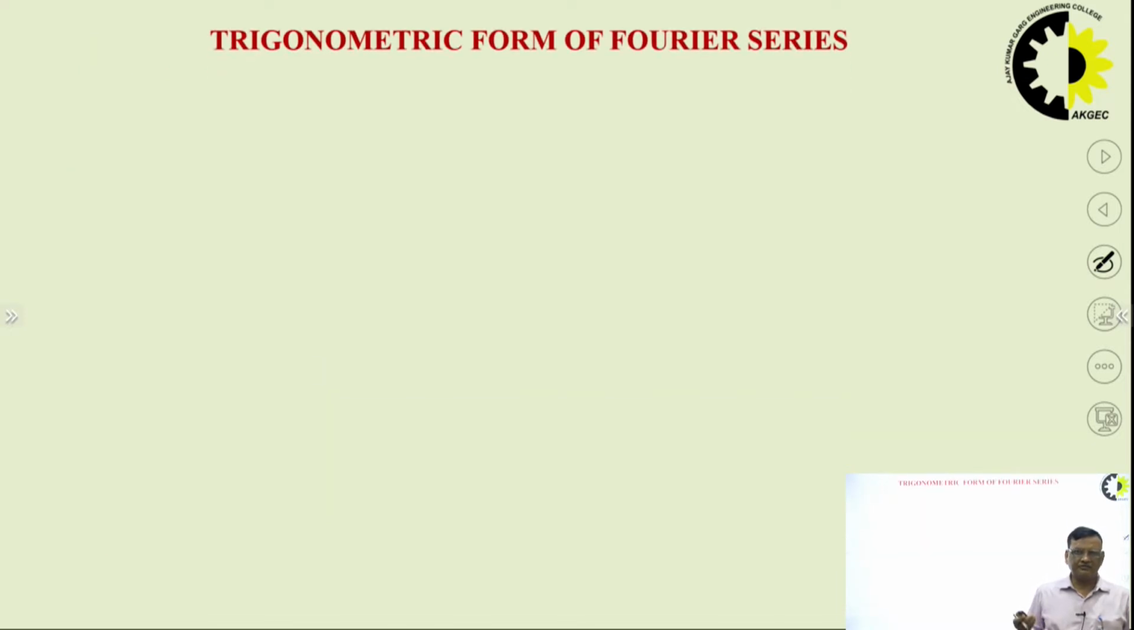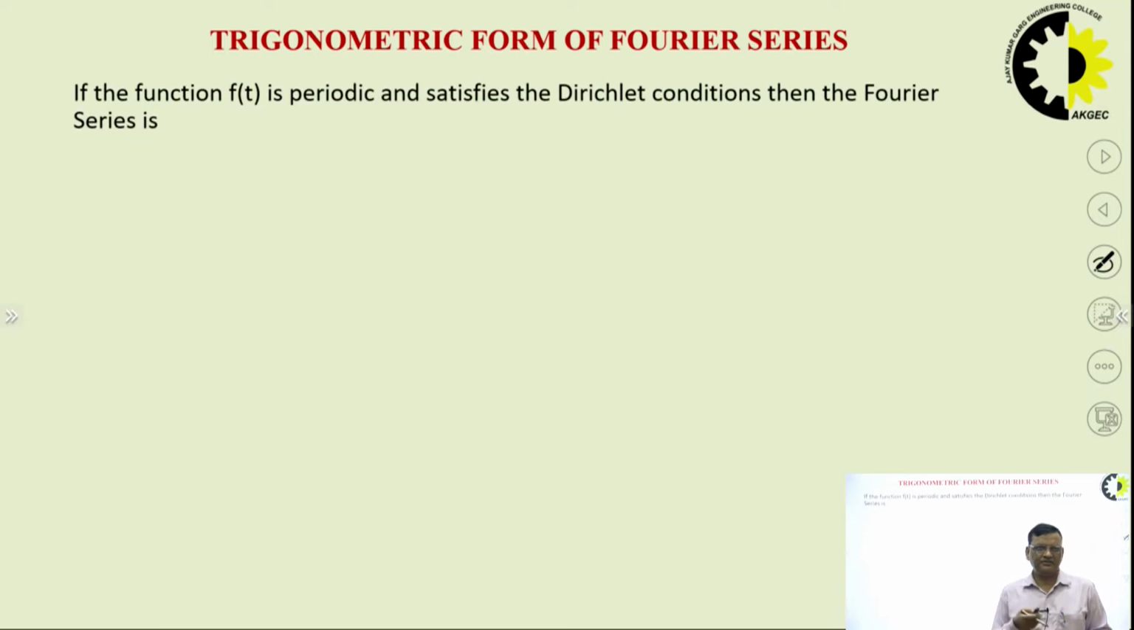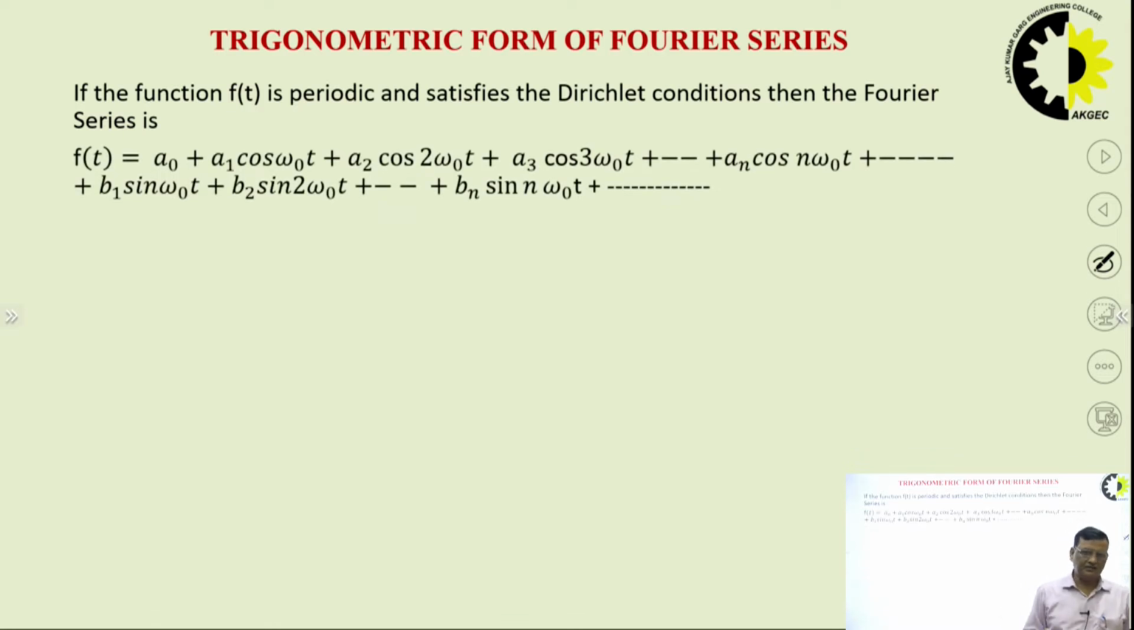Take the trigonometrical form of Fourier series. Any function that is periodic and satisfies the Dirichlet conditions can be written as a linear combination of orthogonal functions, say a0 cos 0 plus b0 sin 0. a0 cos 0 is a0 and b0 sin 0 is 0, so the b0 term is not coming in this expression. Then we have a1 cos omega0 t, a2 cos 2 omega0 t, a3 and so on. Similarly, we can have b1 sin omega0 t and so on.